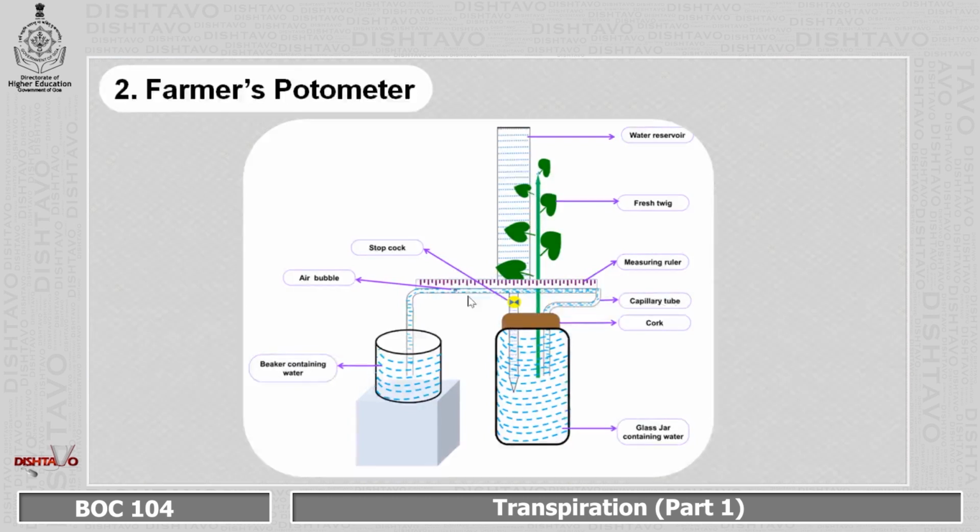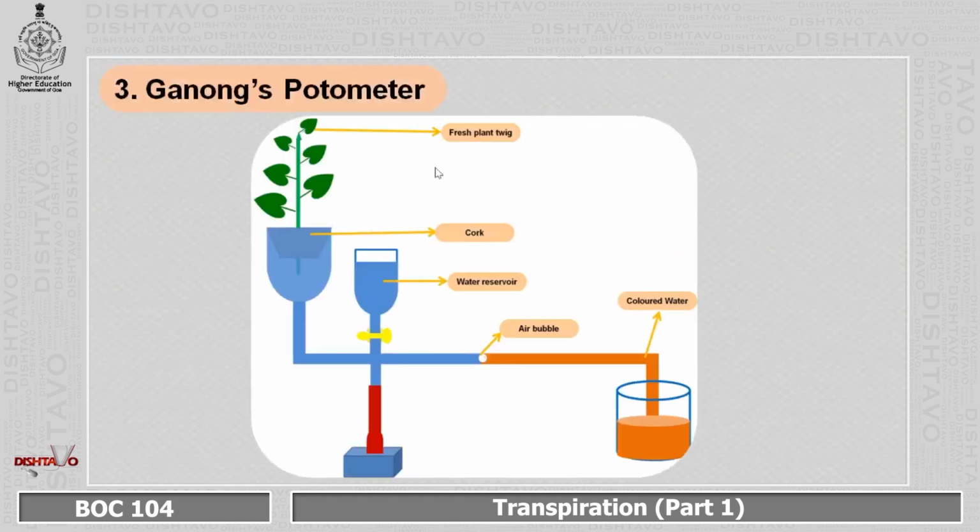Ganong's potometer is similar to the previous one, that is Farmer's potometer, except that instead of a transparent water solution, here it is a colored solution. Whenever a vacuum is generated, the colored water will be taken up and the air bubble will move this side.